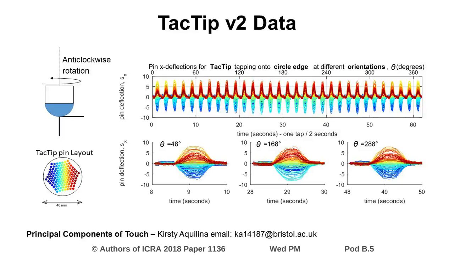This is what TacTip V2 raw data looks like. Here you can see the pixel deflections of each pin in the X direction, whereas the sensor is tapping the stimulus edge and varying its orientation. Due to the large amount of signals, it is difficult to spot the difference between the different sensor orientations.